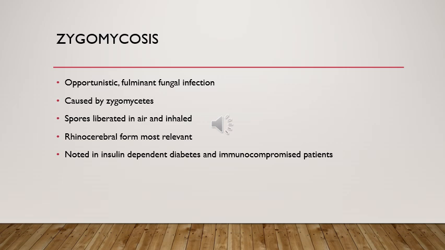But nowadays, due to the increasing COVID situation, in post-COVID patients who are recovering from COVID, the immunity is suppressed due to excessive usage of corticosteroids and the viral organism as such, and this fungal organism is found to be more prevalent in recent days. And the rhinocerebral form is the most relevant. As I have told, the portal of entry is through the nasal passage, and it has a very close association with the brain, and it is capable of penetrating the cranial vault and spreading into the cerebral cavity. This is most commonly noted in insulin dependent diabetes patients and other immunocompromised patients.